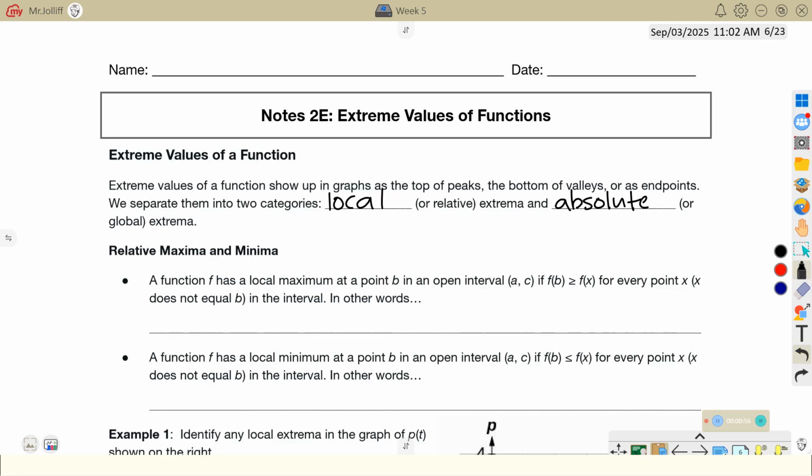Your book mix and matches for some odd reason I don't understand. Your book is going to use relative and absolute and sometimes local and absolute. And it can't seem to make up its mind. So, yay. We're going to start with local or relative, and then we'll move to absolute.